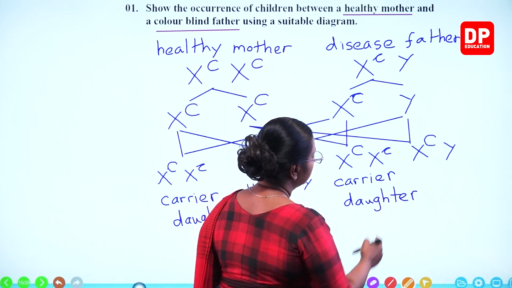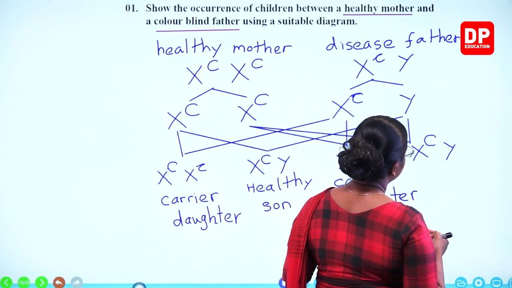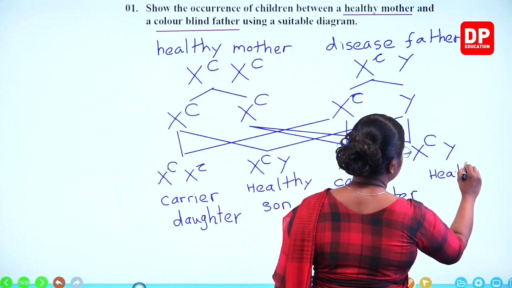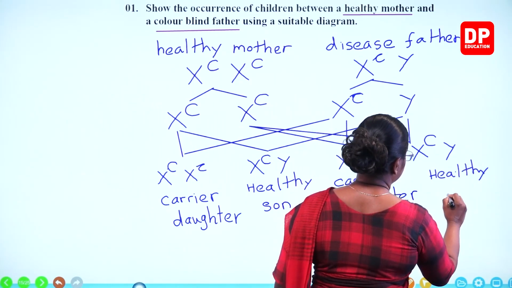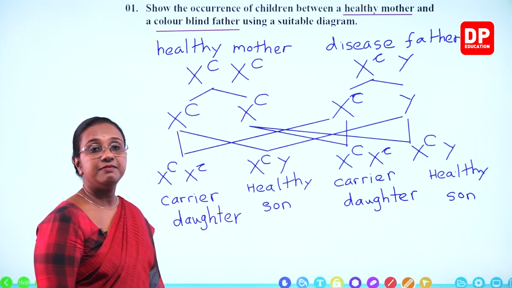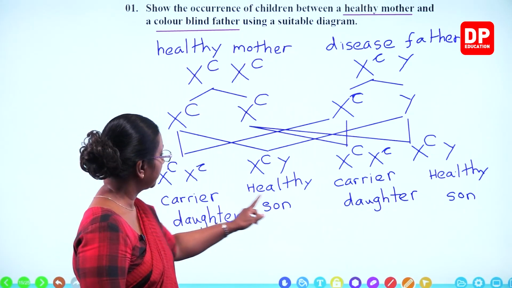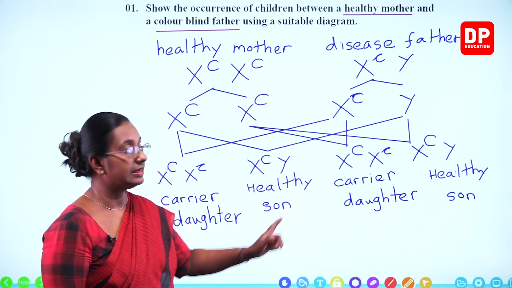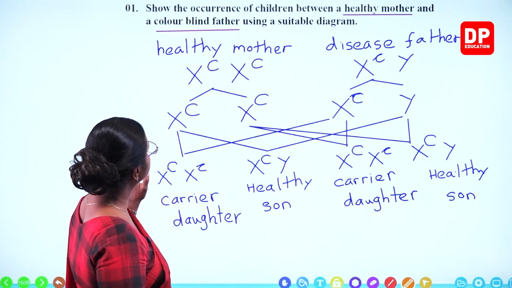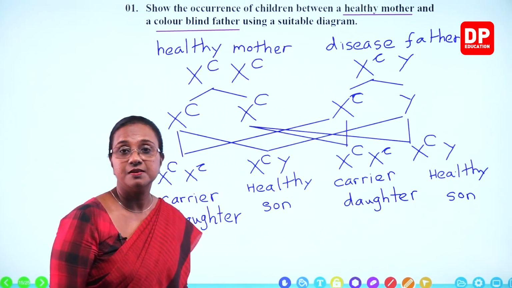Carrier daughter. And here again X capital C Y, healthy son. Now this is again a different ratio. Both carrier daughters and healthy son. 1:1 ratio because healthy mother, diseased father.